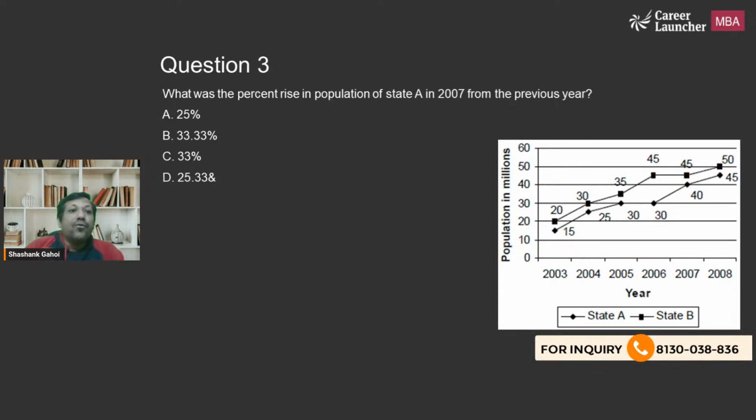What does it say? What is the percentage rise in population of state A in 2007 as compared to the previous year? So for A, it is this one. In 2007 it is 40, and as compared to the previous year it's 30. So 30 to 40. What is the rise we are looking for? The rise is 10. What is the percentage increase? That is 10 over 30 into 100. So it's going to be 33.33. One third is 33.33%. And which option are we looking for? That is option B.